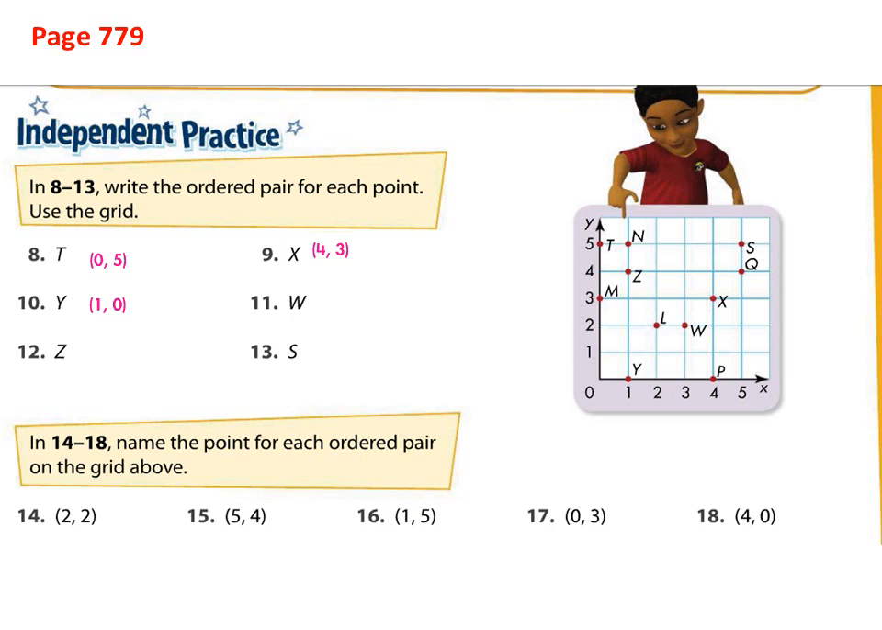Question 11, W. We must run. Remember, we must begin with the origin point. So run 3 steps to the right, rise 2 steps up, so 3 and 2. Z will be 1 and 4, run 1, rise 4, so 1 and 4. S will be run 5, rise 5, so it will be 5, 5.